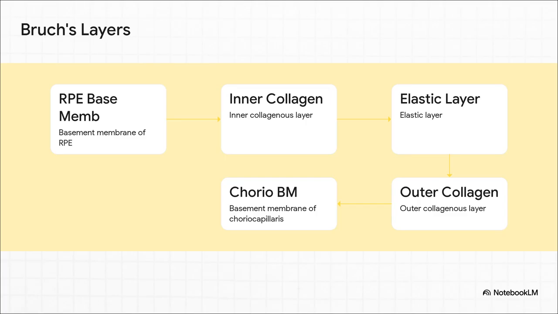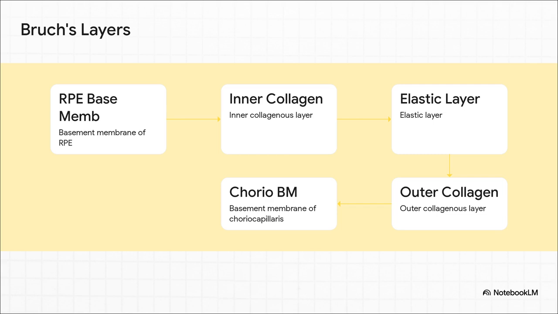You need to commit these 5 layers to memory, going from innermost to outermost. Number 1, the basement membrane of the retinal pigment epithelium, the RPE. Number 2, the inner collagenous layer. Number 3, the elastic layer right in the middle. Number 4, the outer collagenous layer. And number 5, the basement membrane of the choriocapillaris.